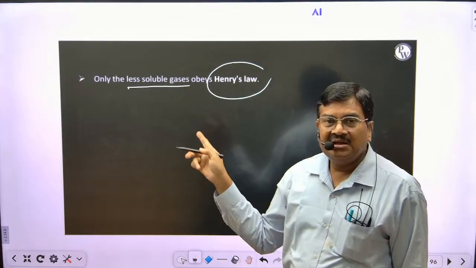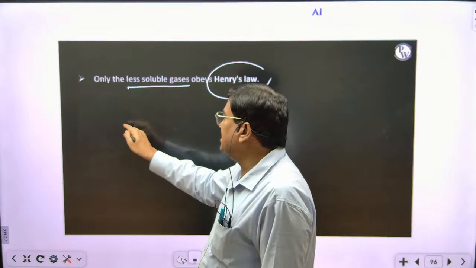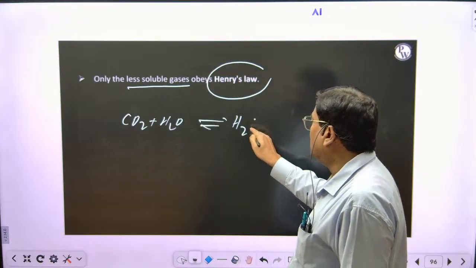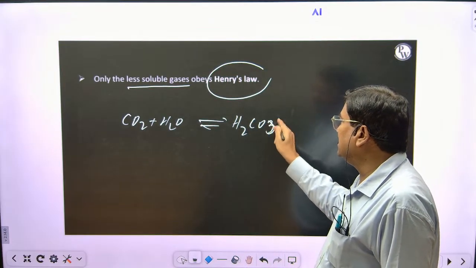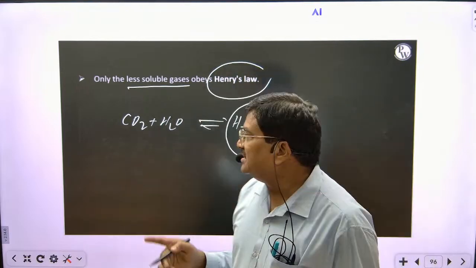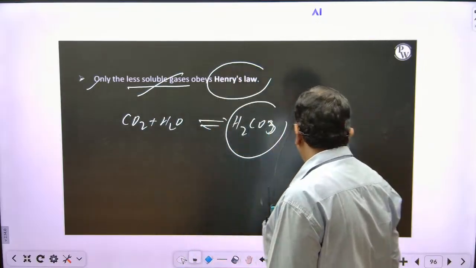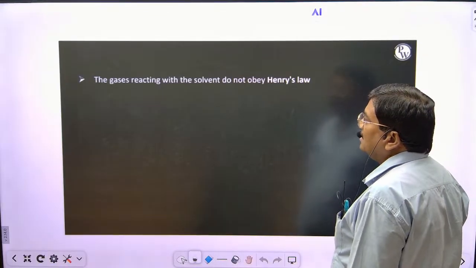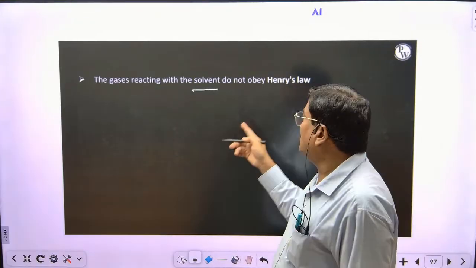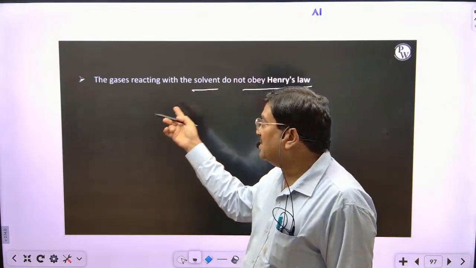Now see, only the less soluble gases obey Henry's law. That means the gases should not react with the solvent. Suppose I am taking carbon dioxide: when we dissolve it in water it forms carbonic acid. You will study its formula later in organic chemistry. These are reacting gases, so the solubility of the gas should be less; only then is Henry's law applicable. The same point is in the PPT: only less soluble gases will obey Henry's law. For the gases which react with water, Henry's law is not applicable. Clear? In the PPT, the same point we discussed here.